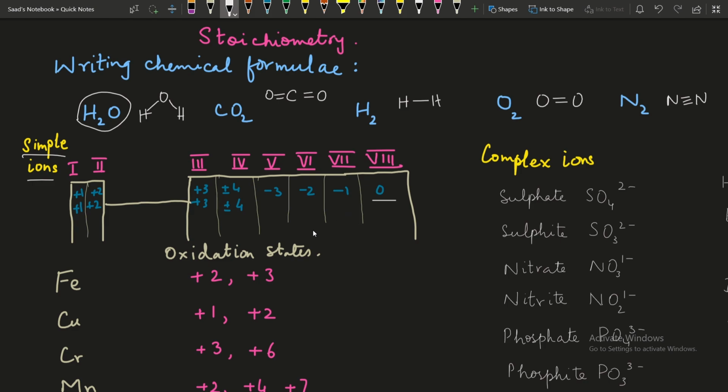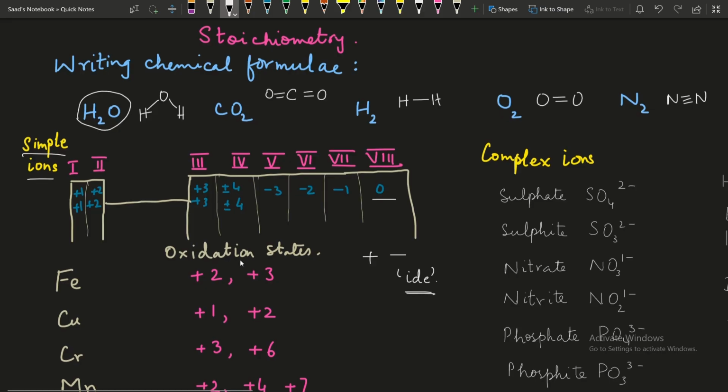These ions are called simple ions, and while writing the name of any salt, a salt has both a positive and a negative ion. So when we write the name, we always write the name of the positive ion followed by the name of the negative ion, and when we write the name of the negative ion, we have to end it by writing IDE. For example, sodium chloride, we don't write sodium chlorine, we write sodium chloride. In the end we have to write IDE. Calcium oxide, we don't write calcium oxygen, we write calcium oxide.